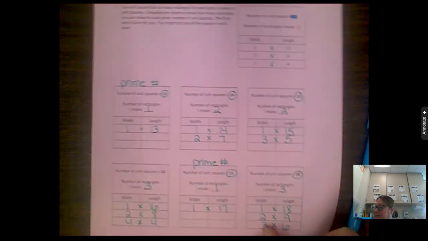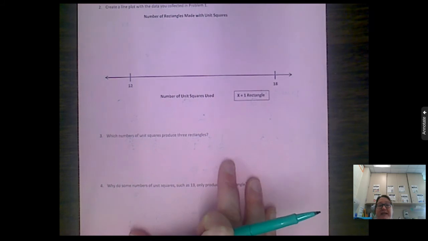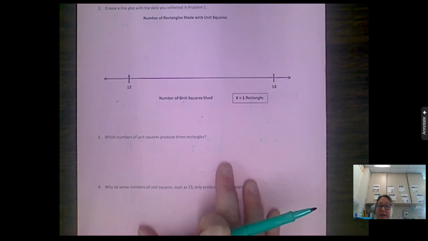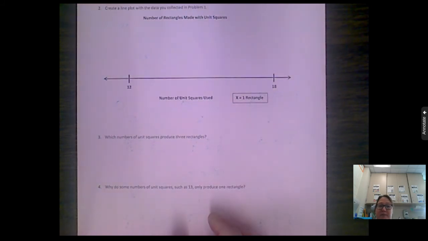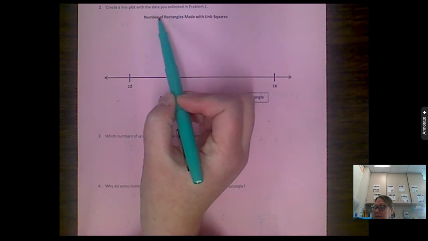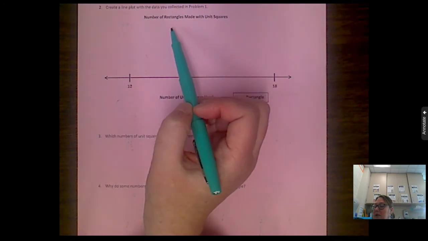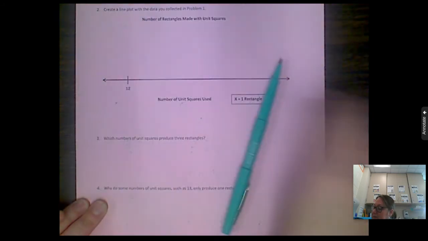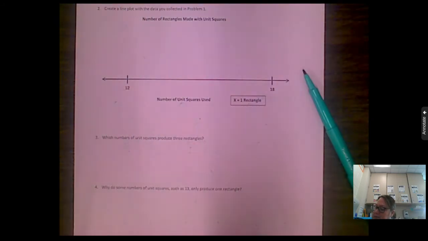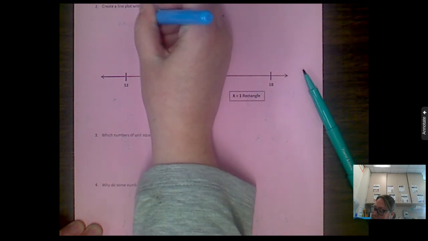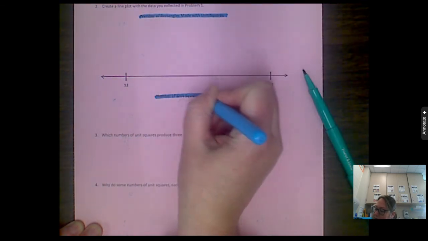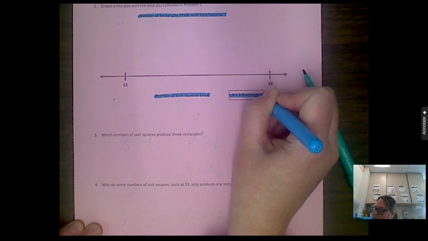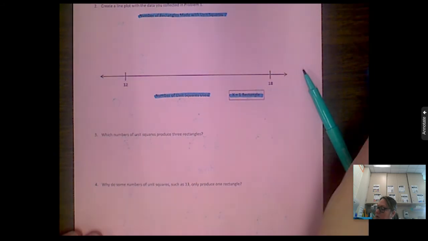Okay, go ahead and flip it. On the back, I'm just going to get you set up, and then I want you to whip off this line plot real quick because you should be pretty good with line plots. It says to create a line plot with the data you collected in problem 1. The title here is number of rectangles made with unit squares. We'll highlight that title. The number of unit squares used, and an x equals 1 rectangle. So it starts with 12 and it ends with 18.